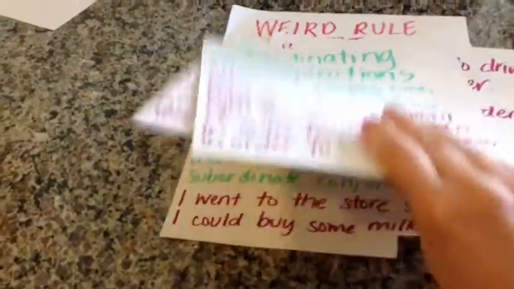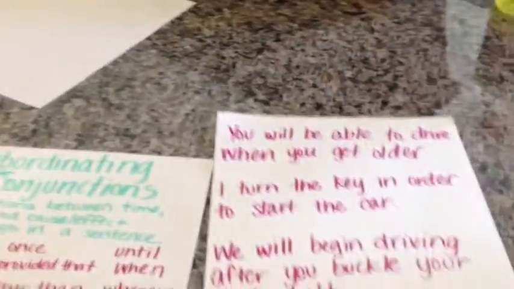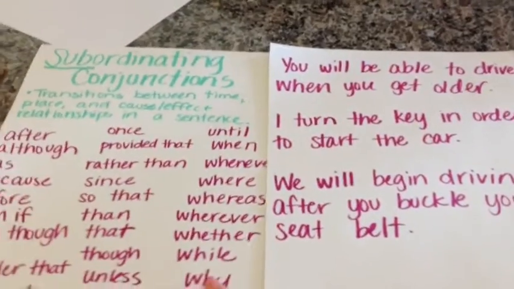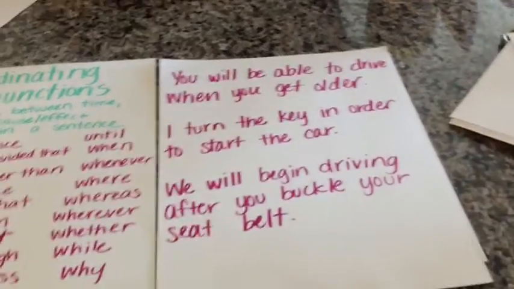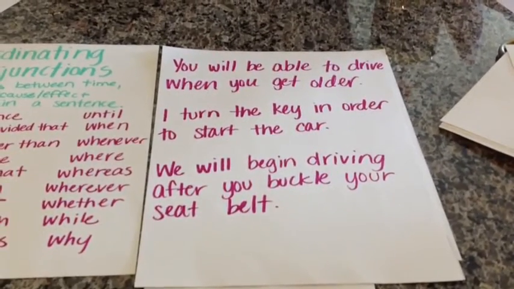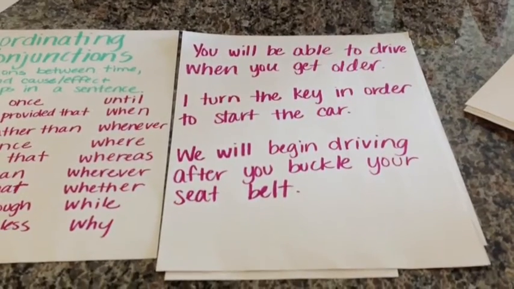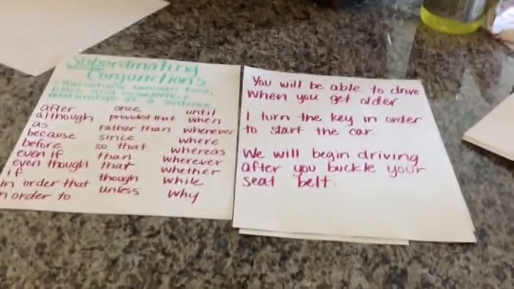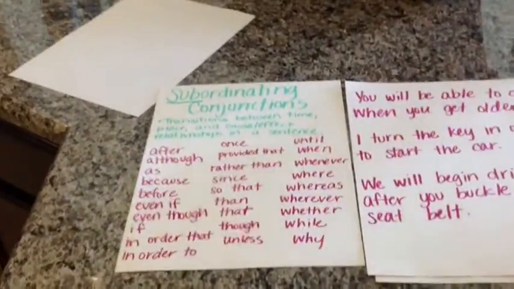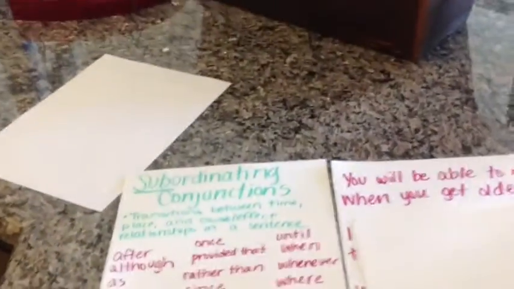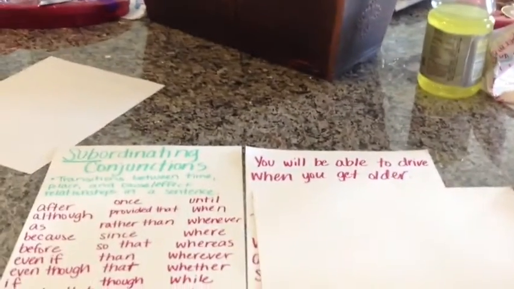All right, back to our next page. Hold on, let me get organized here. Let's look at these three example sentences that have subordinating conjunctions in them. Okay, the first one says, you will be able to drive when you get older. Which word, now remember you can interact in this as long as you are talking just about the video, not other things. Can you find with your shoulder partner what your subordinating conjunction is?